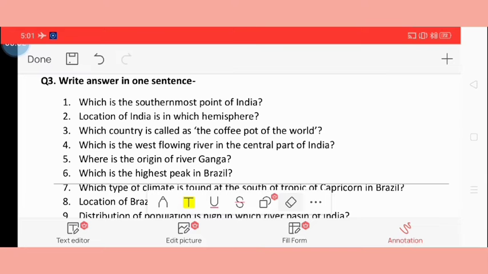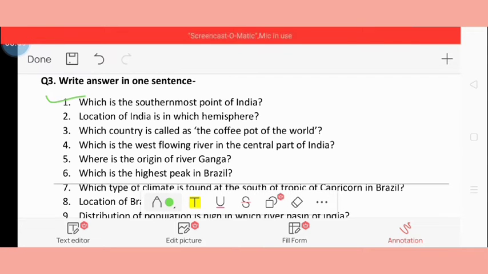Next, the location of India is in which hemisphere? So we have completed the first question. Next, the location of India is in which hemisphere? The location of India is in the northern hemisphere. So we have completed the second question.